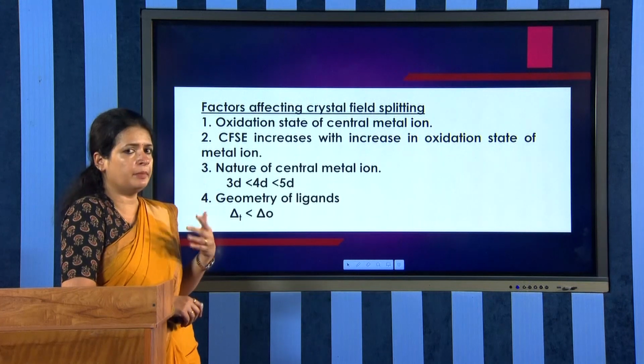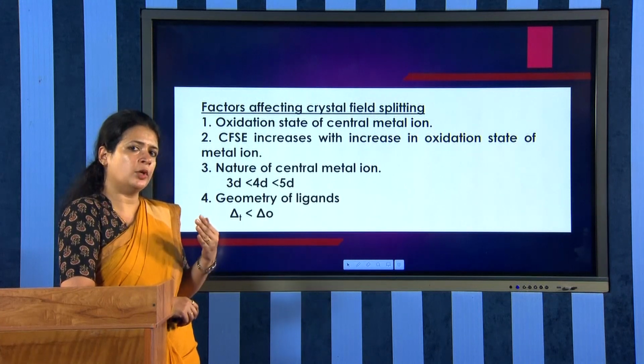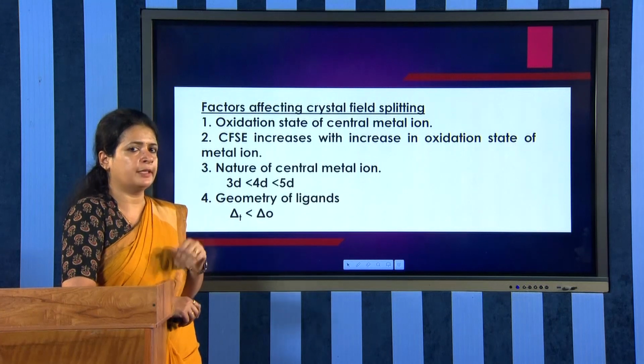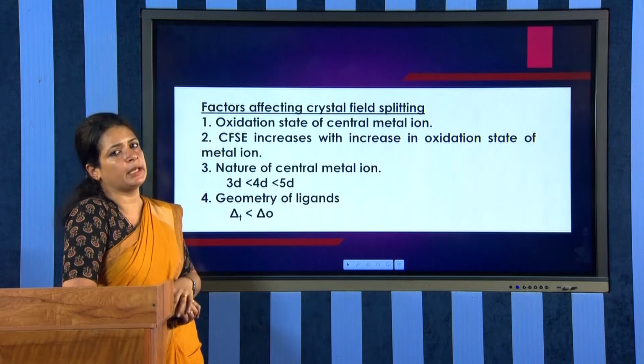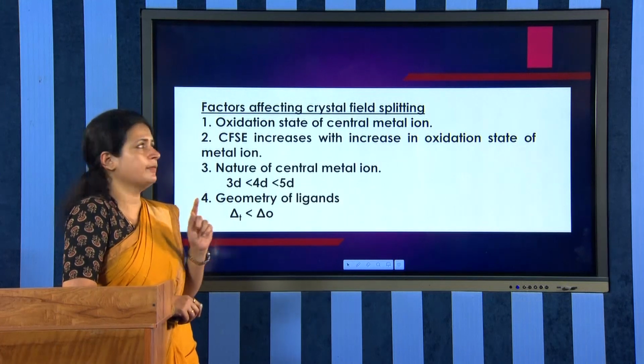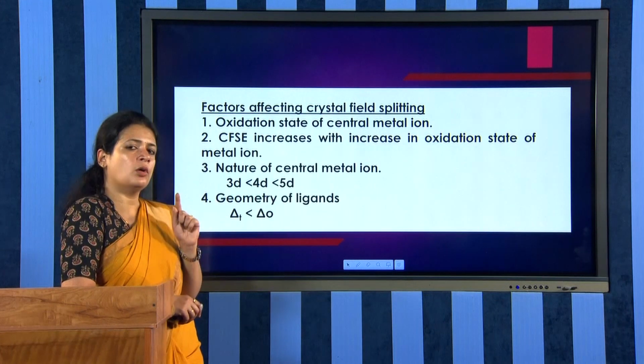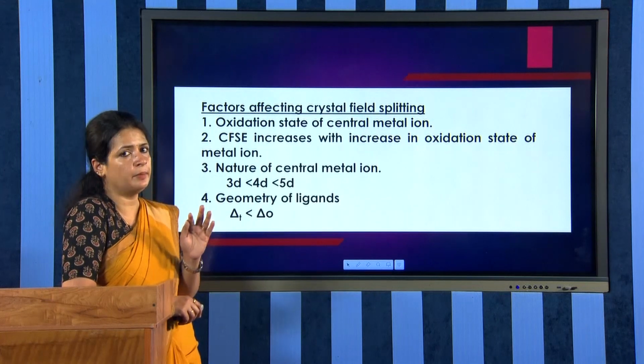And now, there are different factors that affect the crystal field splitting. The factors can be numbered 1, 2, 3 up to 4 or 5. The first one is the oxidation state of the central metal atom. The first factor that affects the crystal field splitting is the oxidation state of the central metal atom.